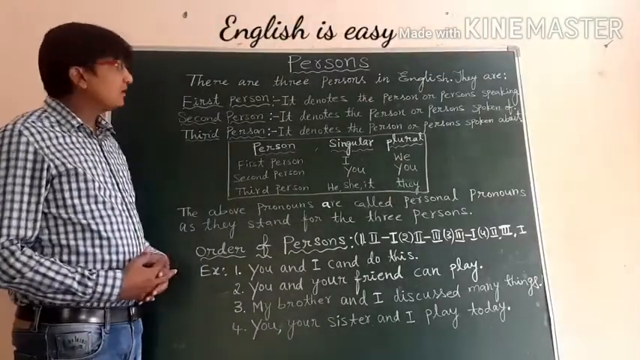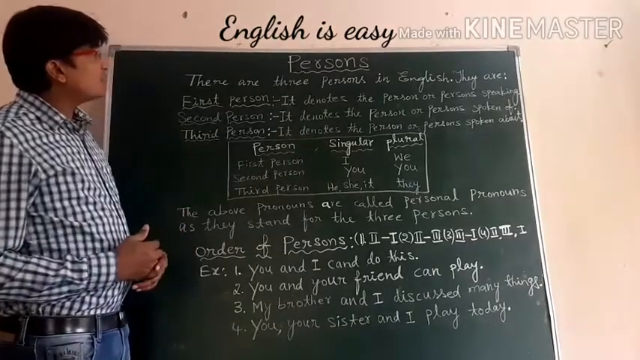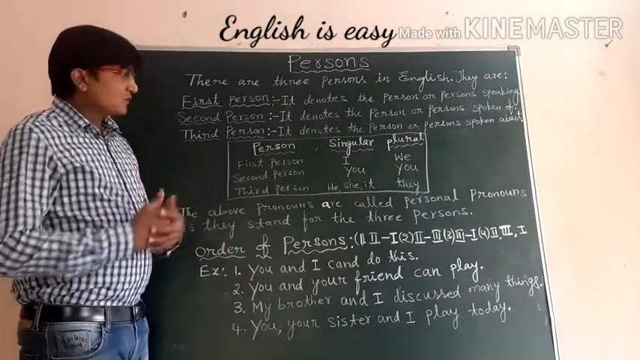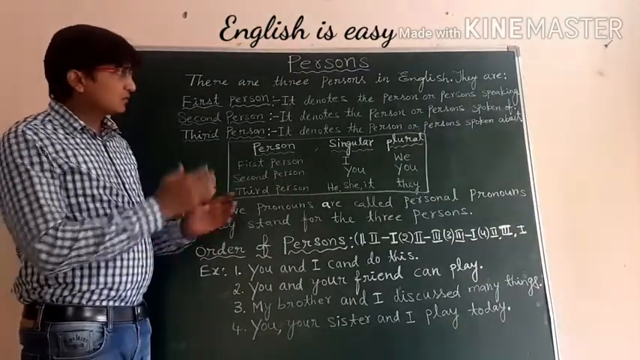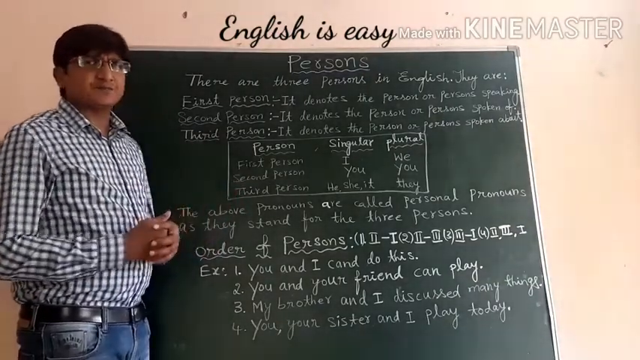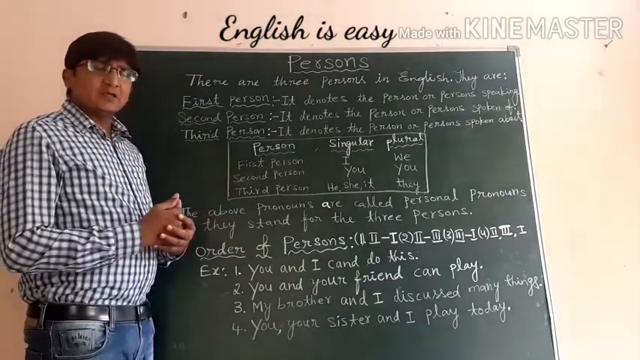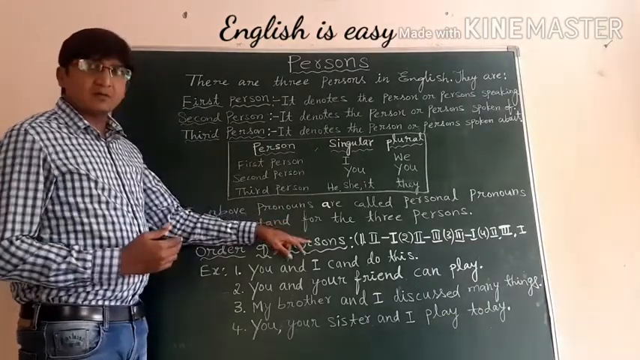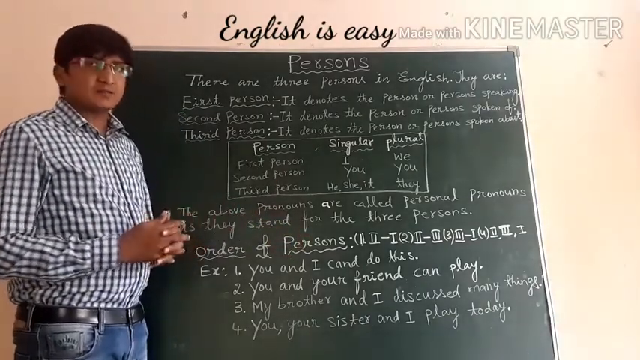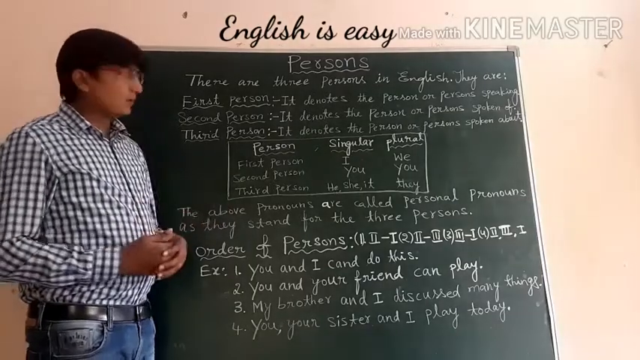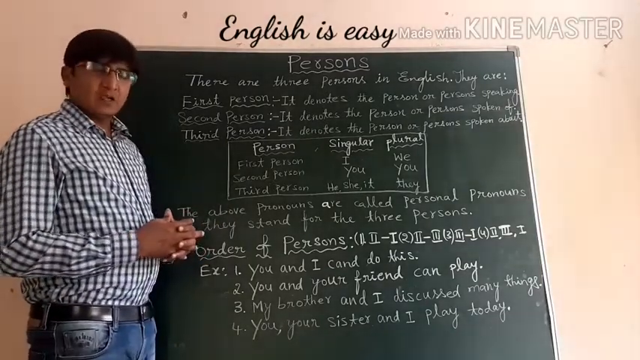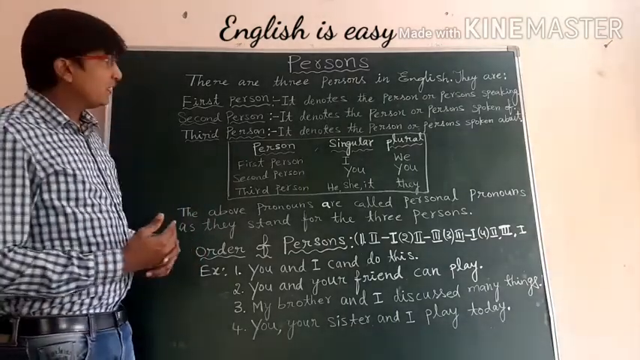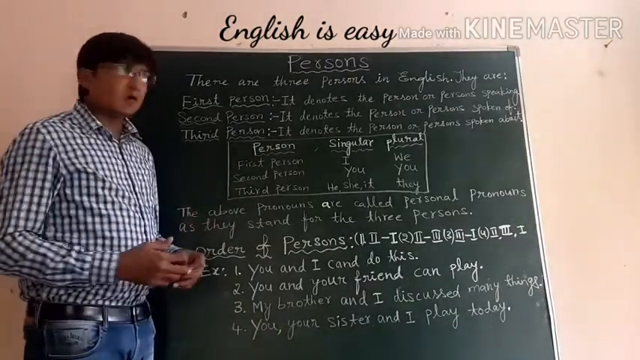My name is Venkat. I am going to explain today about persons. Yesterday in my last video I explained about finite verb and non-finite verb. A finite verb is the verb which agrees with its subject in number, person and tense. I have already explained to you about numbers. Even in English we have numbers, singular and plural. So in this video we are going to learn about persons.